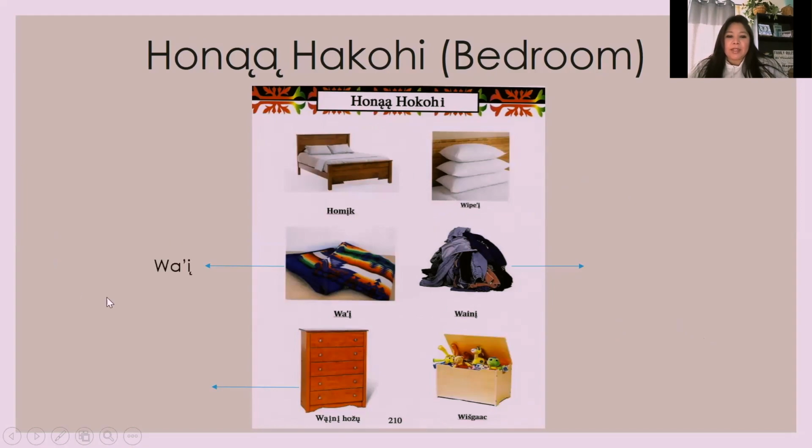Next we have your bedroom, hona hakohi. We have a wa'i. Wa'i is blanket. Okay. Then we have waini, which is clothes, waini. For dresser, then, it would be waini hoju. You're putting your clothes inside something, okay? So that would be dresser.